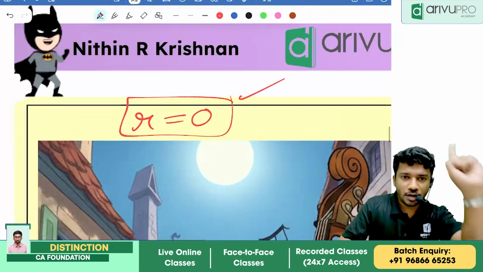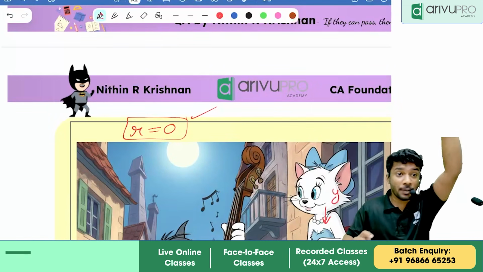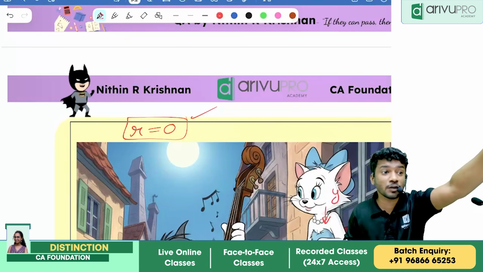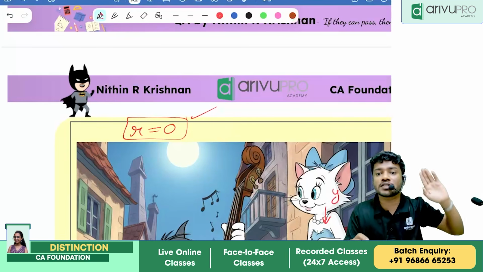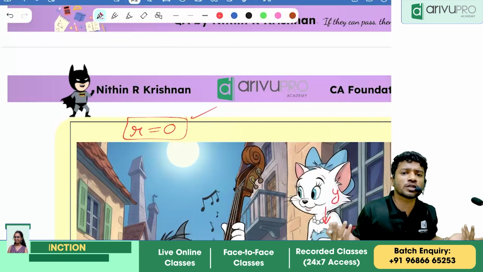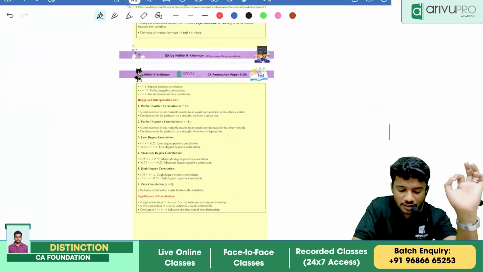What are the things? Perfect positive, perfect negative, no correlation. Perfect positive is when r is equal to +1. Perfect negative is when r is equal to -1. Then people, when r is equal to 0, what happens? No correlation. These are the things you should know.